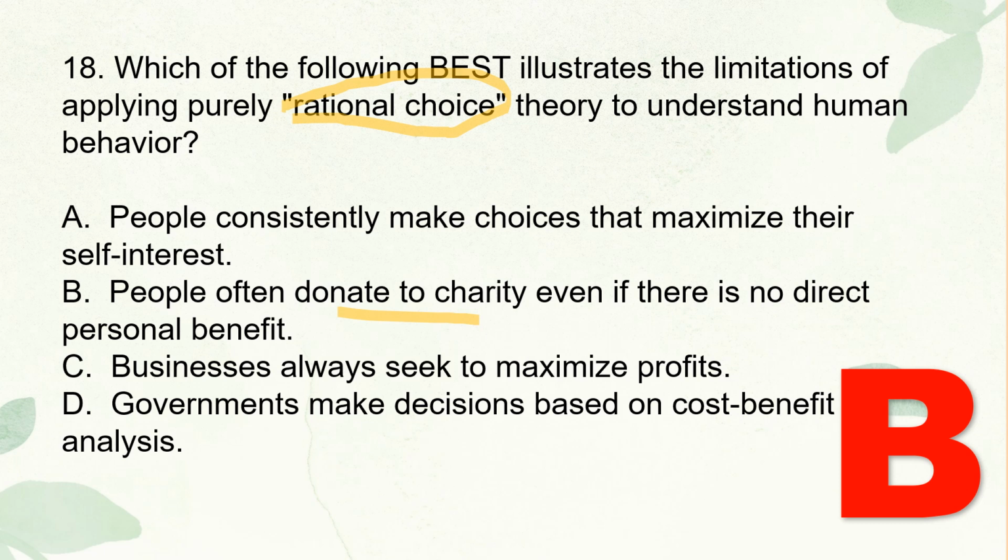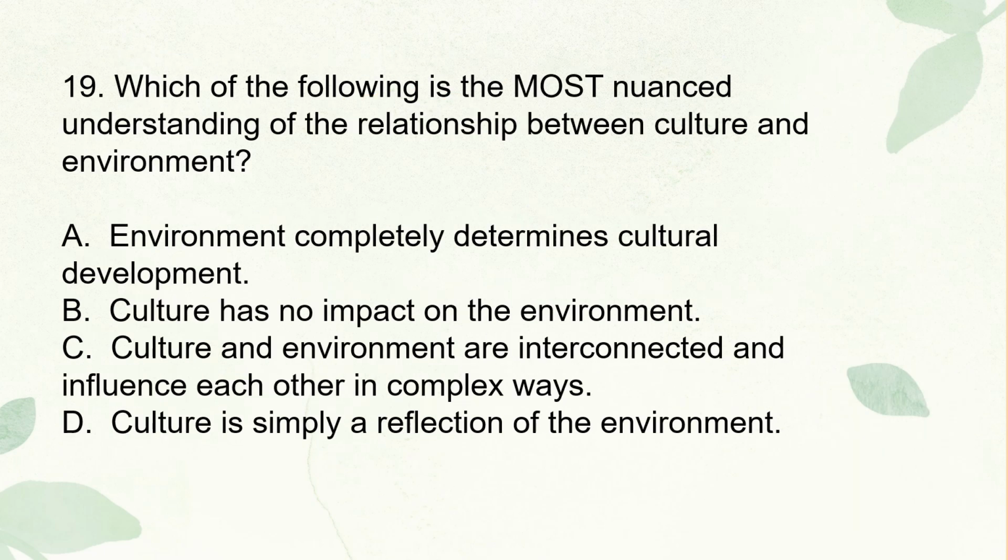Letters A, C, and D are more in line with the predictions of rational choice theory. Number 19. Which of the following is the most nuanced understanding of the relationship between culture and environment? Letter A. Environment completely determines cultural development. Letter B. Culture has no impact on the environment. Letter C. Culture and environment are interconnected and influence each other in complex ways. Or letter D. Culture is simply a reflection of the environment.